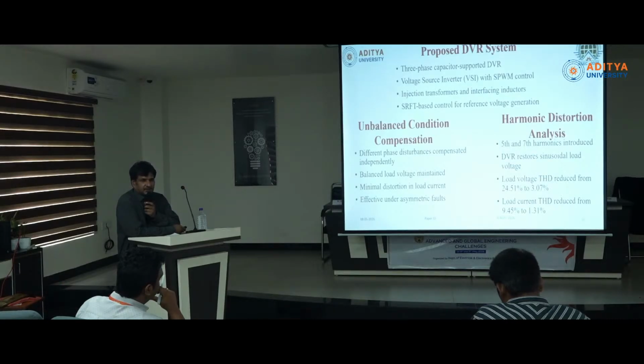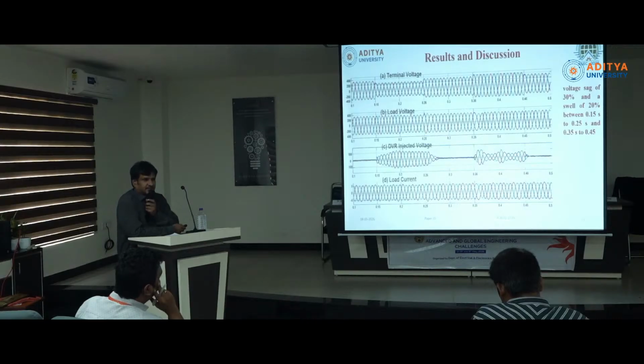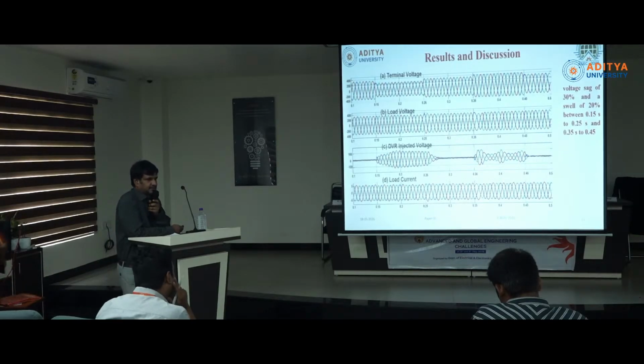To avoid the power quality issues, let me show the results. The first one is the terminal voltage, the grid voltage, and here the load voltage, which is somewhat smooth compared to the terminal voltage. The third one is the DVR injected voltage, and the fourth one is the load current.